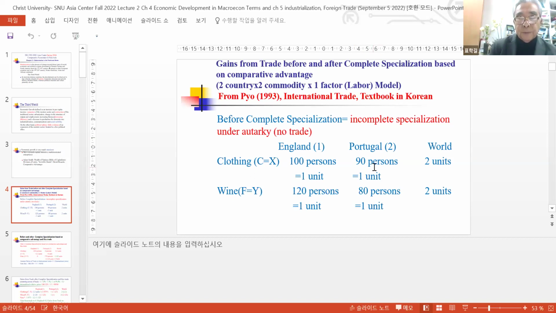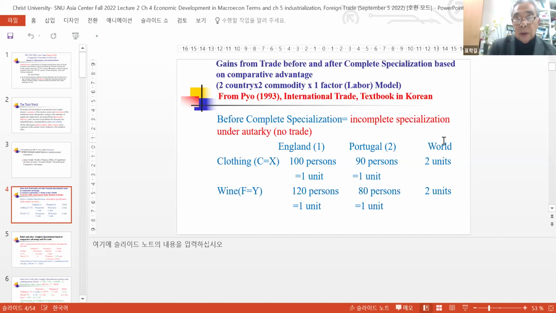And also, Portugal has absolute advantage, because we are not comparing yet clothing versus wine. Yet absolute advantage in producing clothing over England. In other words, Portugal requires less number of people. So Portugal's per person labor productivity is higher than England, okay?